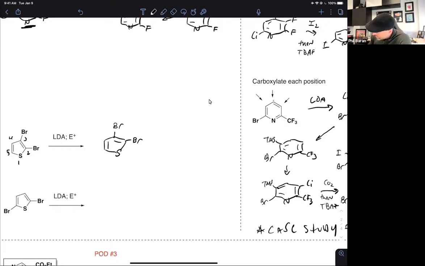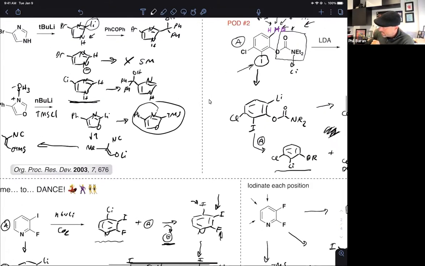So that's a great example here of where we should be talking about the hierarchies of directing group effects. So in the case of a pyridine, the directing effect is weak. So Daniel's question earlier about how you could use a very big base to maybe get the C4 selectivity is different than a thiophene. Let's go back up to the hierarchy that we had here.